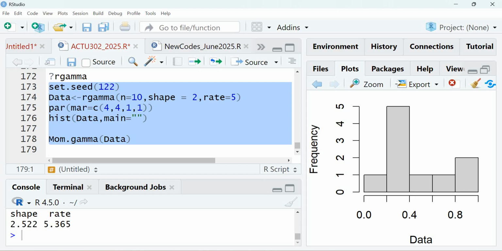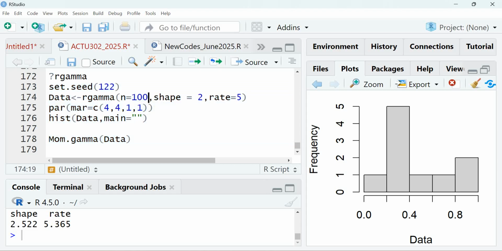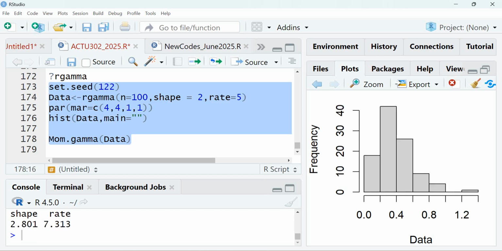Okay. So we've seen 10, right? And we all got the same answer. Good. Let's increase it to 100. And then we are going to rerun everything. Now it's 2.8, 7.3. So you see, the 10 is doing better than the 100.